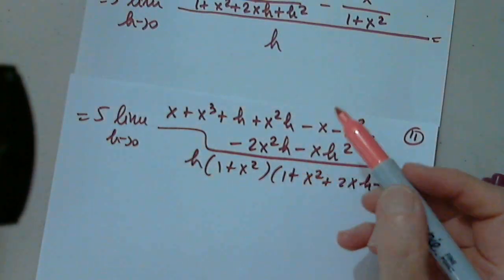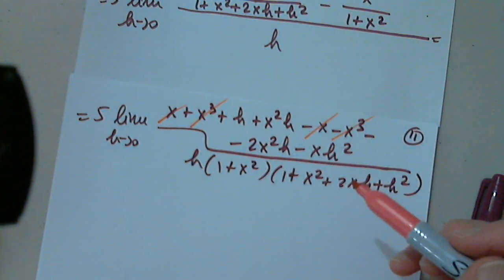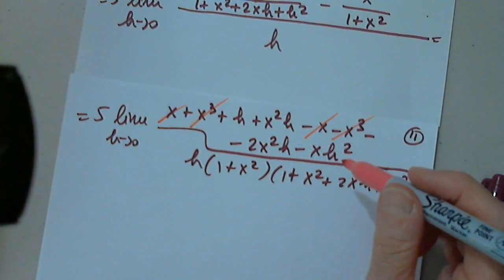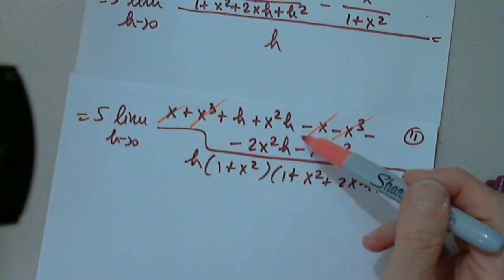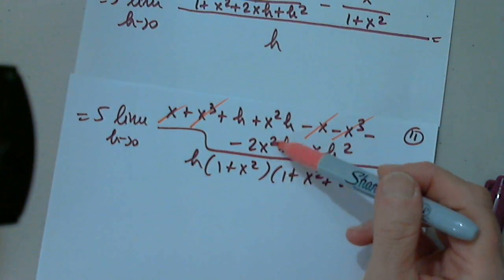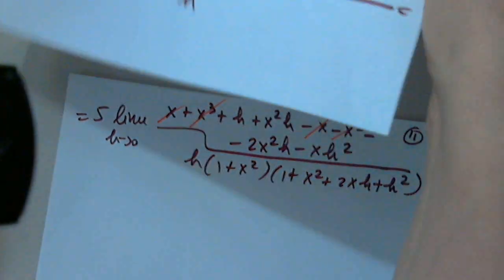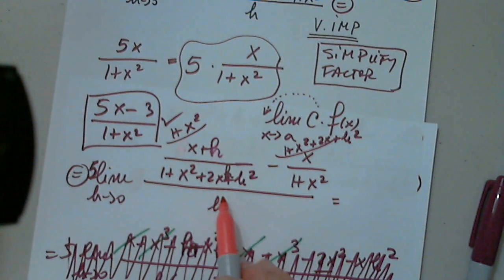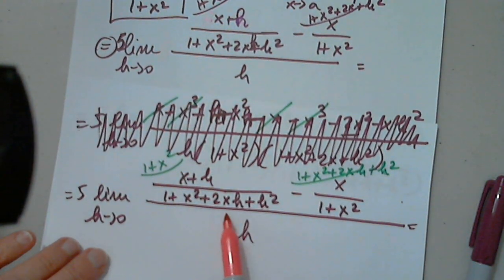There's no reason why. Negative x with negative x. Negative x cubed with negative. That's a good example. Okay, so negative 2. So I still have a 1 in here, but how is that? 1 plus 2xh plus h squared. It was x plus h. 1 plus x squared plus 2xh plus h squared.